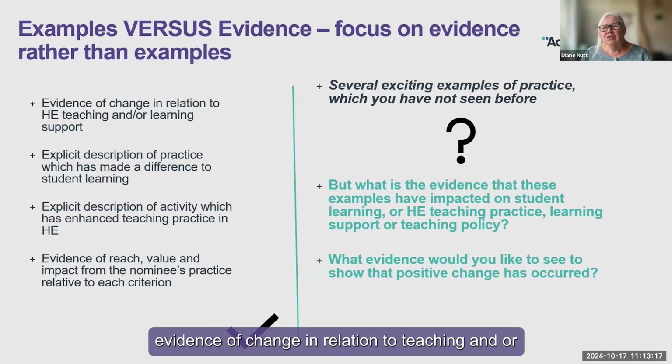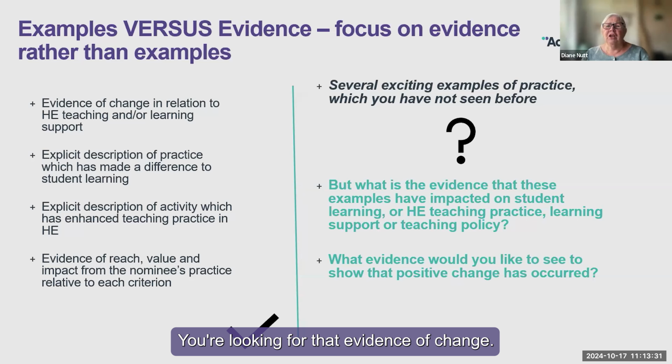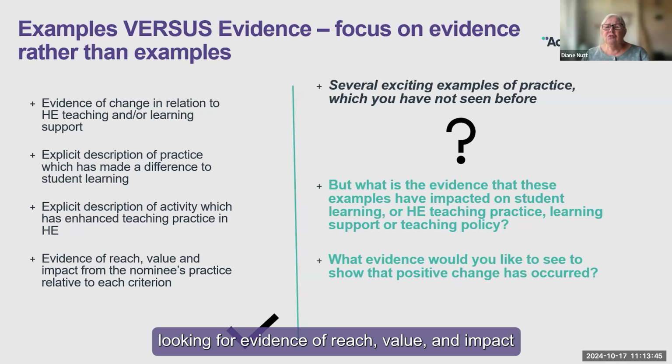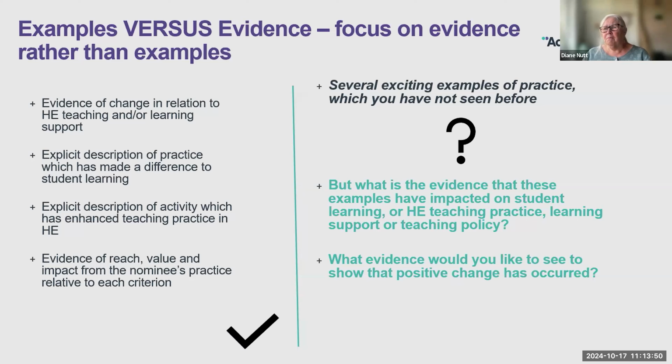What you're looking for is evidence of change in relation to HE teaching and or learning support. How has the nominee's work changed student experience, or changed student learning, or changed their colleagues' practice? You're looking for that evidence of change. You're looking for explicit descriptions of practice which have made a difference to student learning. You're looking for explicit descriptions of activity which have enhanced teaching practice in HE. You're looking for evidence of reach, value, and impact from the nominee's practice against the criteria.